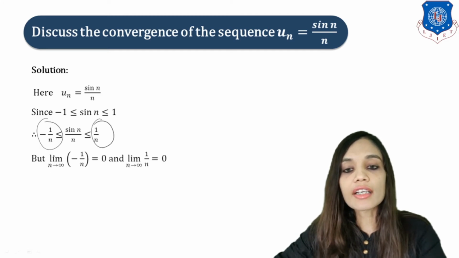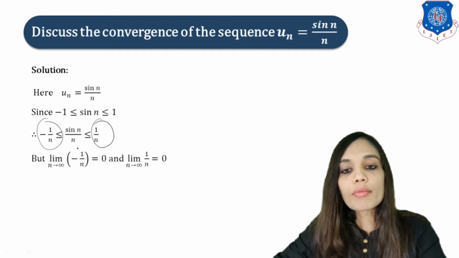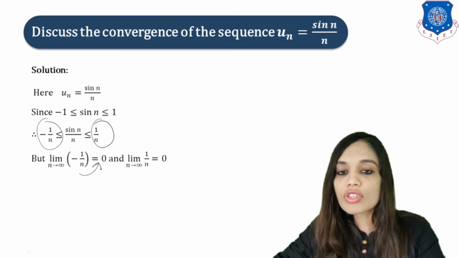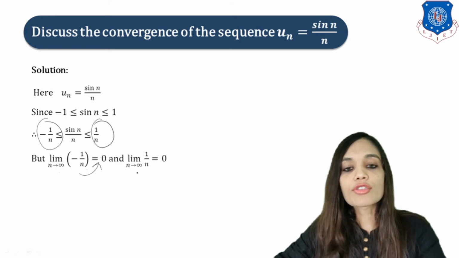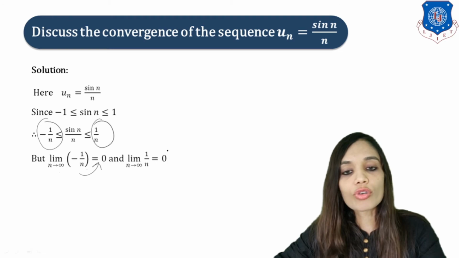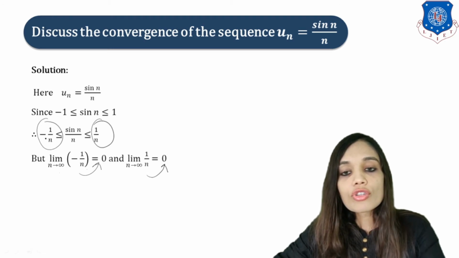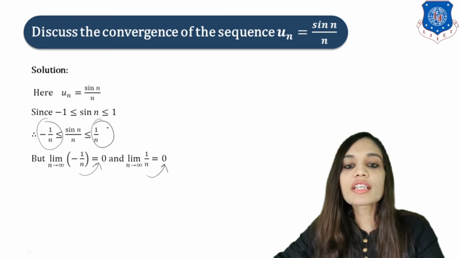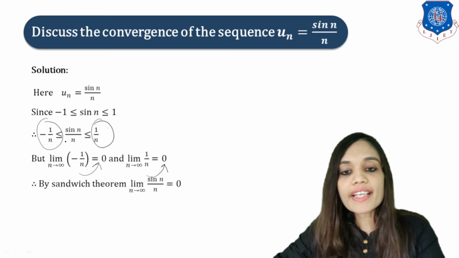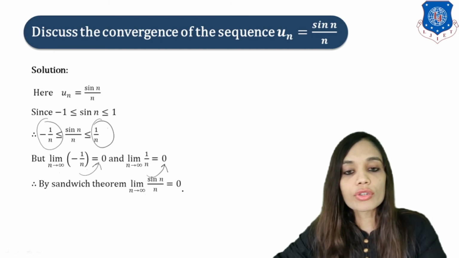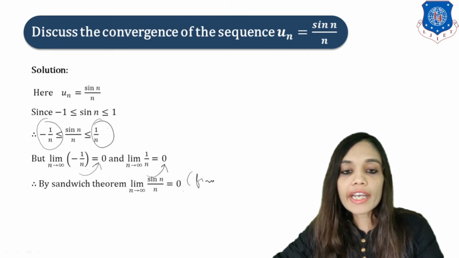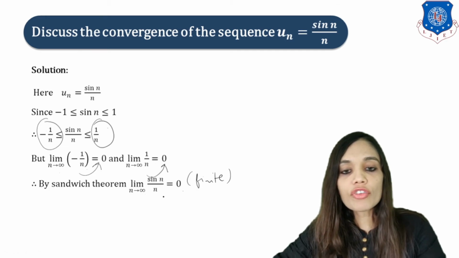Now let us find the limit of these two sequences. So what we will get? Limit n tends to infinity, -1 upon n will be equal to 0, and limit n tends to infinity, 1 upon n will also be equal to 0. So limit of these two sequences are equal to 0. Therefore, by sandwich theorem we can say that limit n tends to infinity sin n upon n is equal to 0, which is a finite limit. Therefore, we can say that the given sequence is convergent.